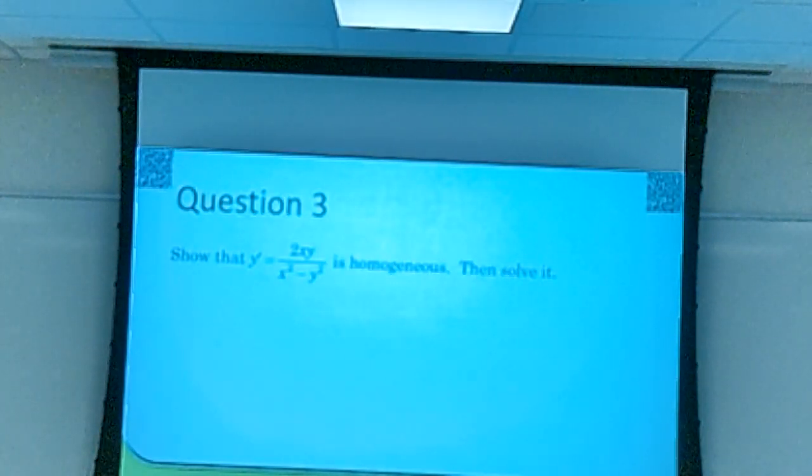Show this is homogeneous, then solve. There is another way to show homogeneous. Set that as just f of xy. So if you have an equation in the form y prime equals f of xy, it'll be homogeneous if f of tx comma ty is f of xy. I'm actually going to use that method here.